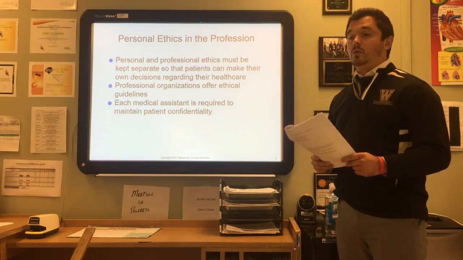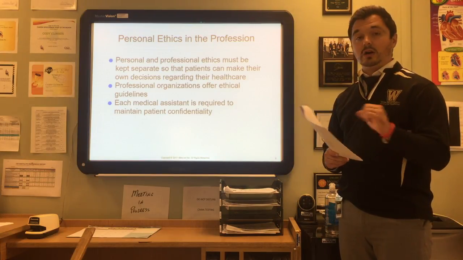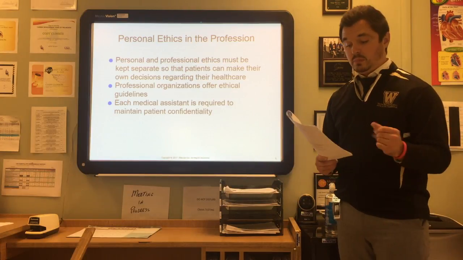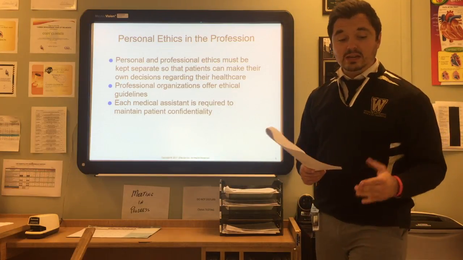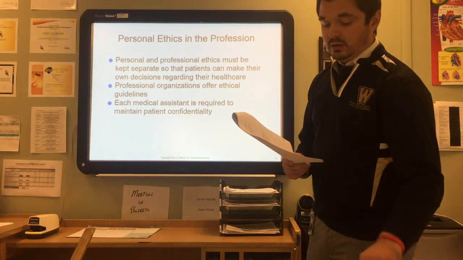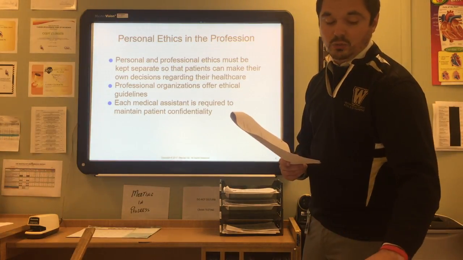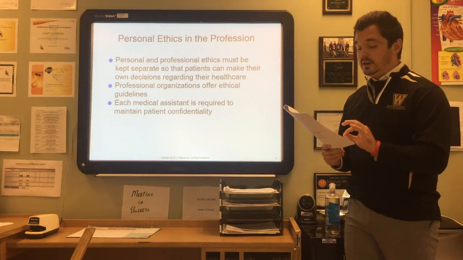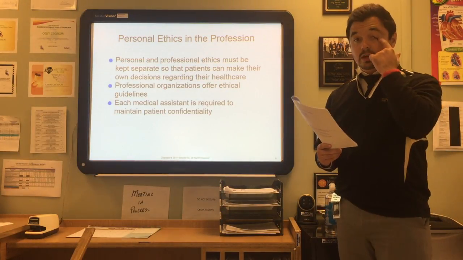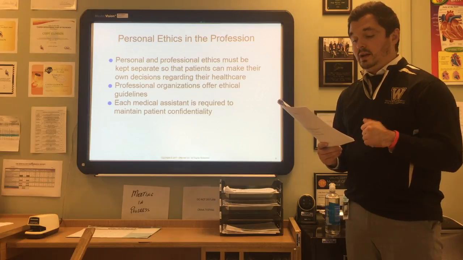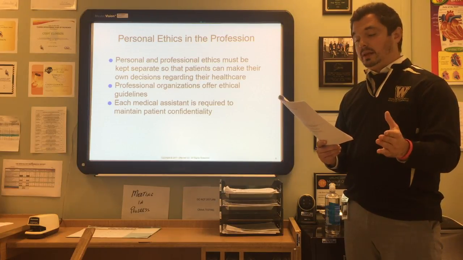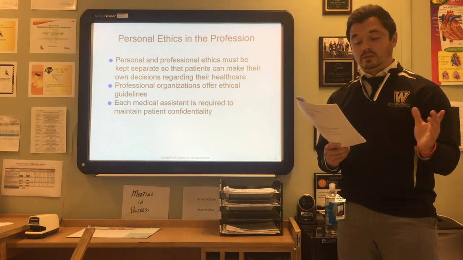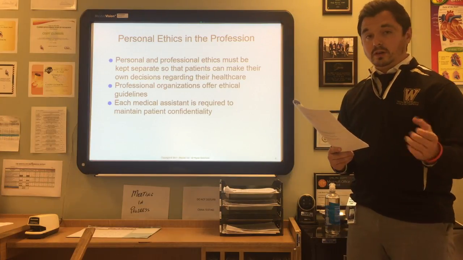Each medical assistant is required to maintain patient confidentiality, and that's just an ethical thing that we as medical assistants must do. So if you look on pages 91 and 92 in the textbook, you'll see procedures 7.1 and 7.2, and they're really important to do. And I believe for your assignment for this unit, we are going to be working with procedure 7.1, and that's describing how to develop a plan for separating personal and professional ethics and how to recognize the impact personal ethics and morals have on the delivery of healthcare.